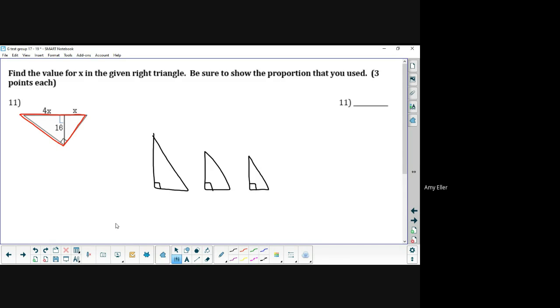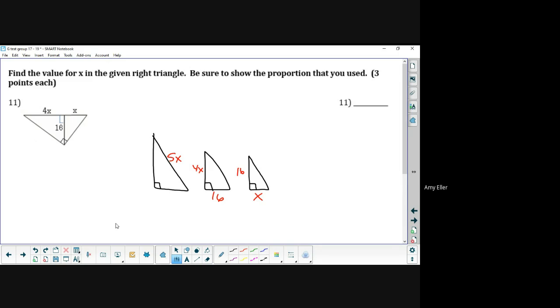Here's the big triangle. Find the right angle. Right angle tells me the hypotenuse is here. That's 4 x's added to another x, which makes 5 x's. I don't know, and I don't know, so those are blank. This triangle. Find the right angle. That tells me the hypotenuse. Oh, it's blank. Tall side 4x, short side 16. Last triangle, find the right angle. That tells me the hypotenuse is blank. Tall side 16, short side x.